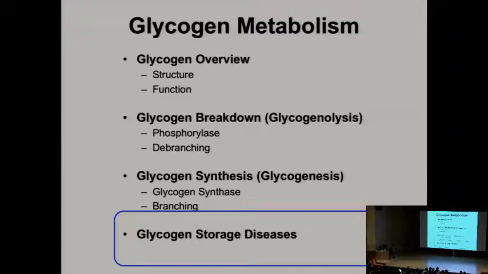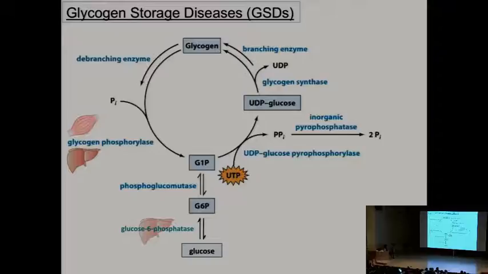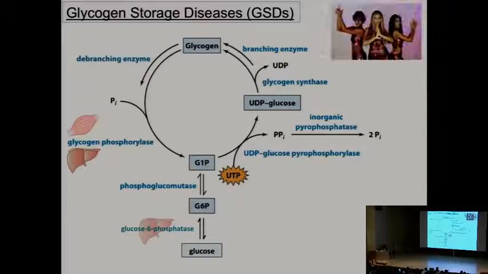No, okay. We'll move on to talking about glycogen storage diseases now. This is that pathway. It's important. All of the members have to be functioning properly in order to meet the energy demands of the body and use glycogen to supply that energy.